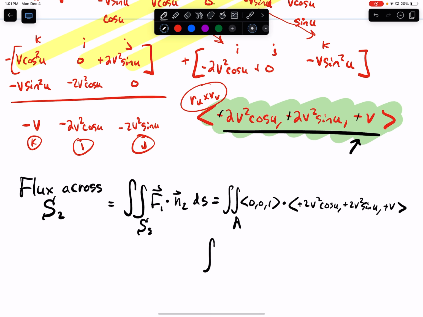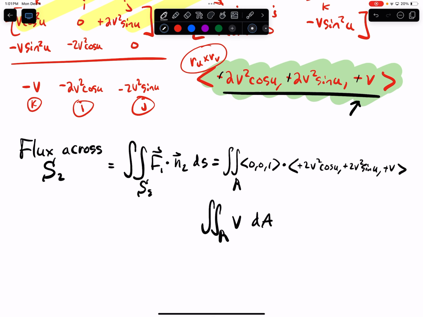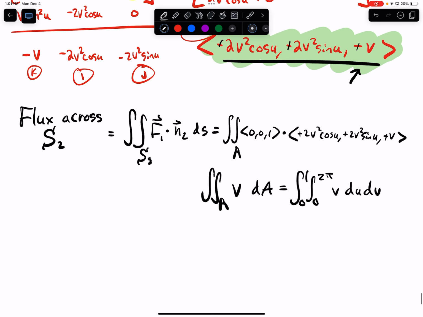So we get the double integral over R of V dA. And what do we know? R goes from 0 to 1, 0 to 2 pi, V du dV. It's the same as the last one, which is the exact same as the last one. So we don't even have to do that work, it's pi. These two results are equal and positive.